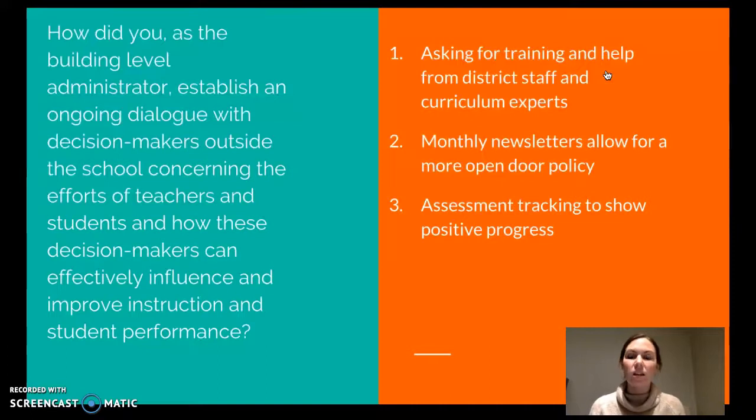And then third, that assessment tracking to show positive progress will help improve instruction and student performance, and it also will be made available to district staff and community members through our online grading system, so that will also be a way to keep the dialogue going.